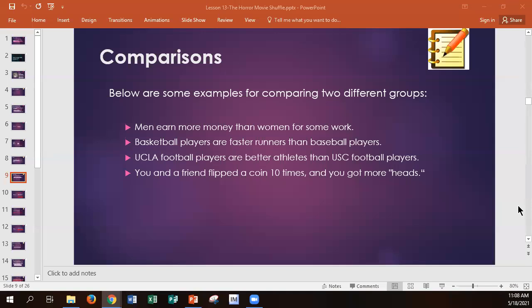And then let's see, you and a friend flipped a coin 10 times and you got more heads. What do you guys think? I'm not calling anyone for this. That's one. Chance. Chance. Well, I mean, it can really happen, but there's no bias there, right? You can't have any bias on a coin. It's a 50-50 chance thing. So in this example, it's actually chance.